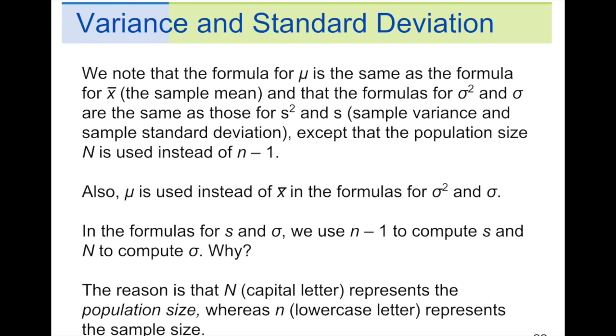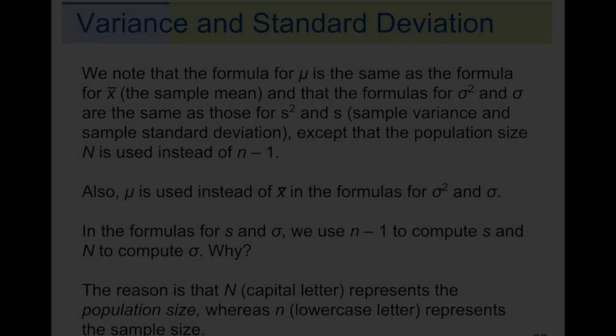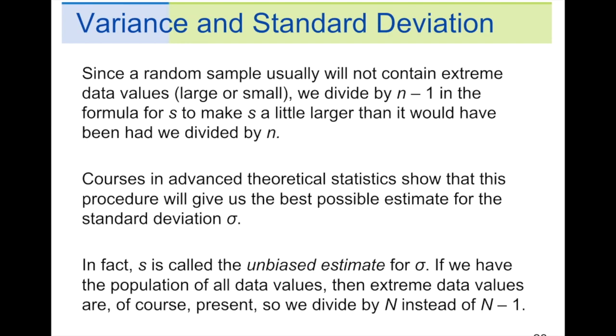Why? The reason is that the capital N represents population size, whereas lowercase n represents the sample size. Since a random sample usually will not contain extreme data values, large or small, we divide by n minus 1 in the formula for s to make s a little larger than it would have been had we divided by n. Courses in advanced theoretical statistics show that this procedure will give us the best possible estimate for standard deviation sigma. In fact, s is called the unbiased estimate for sigma. If we have the population of all data values, then extreme data values are, of course, present, so we divide by N instead of n minus 1, because it's all of them.